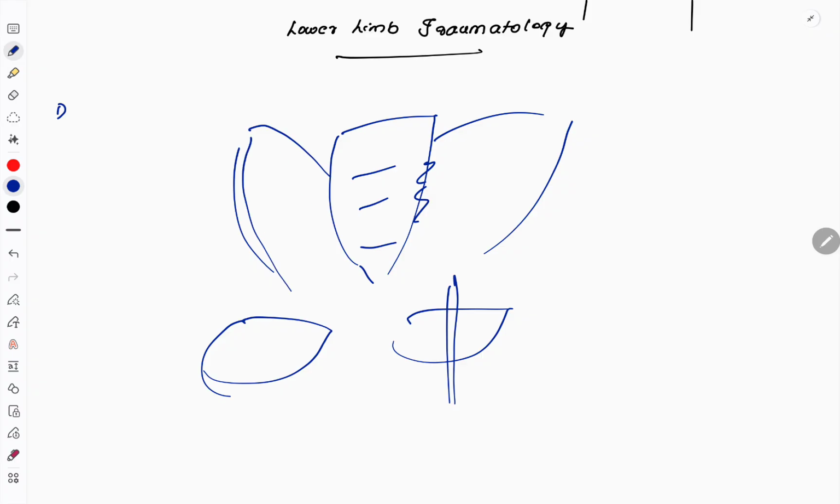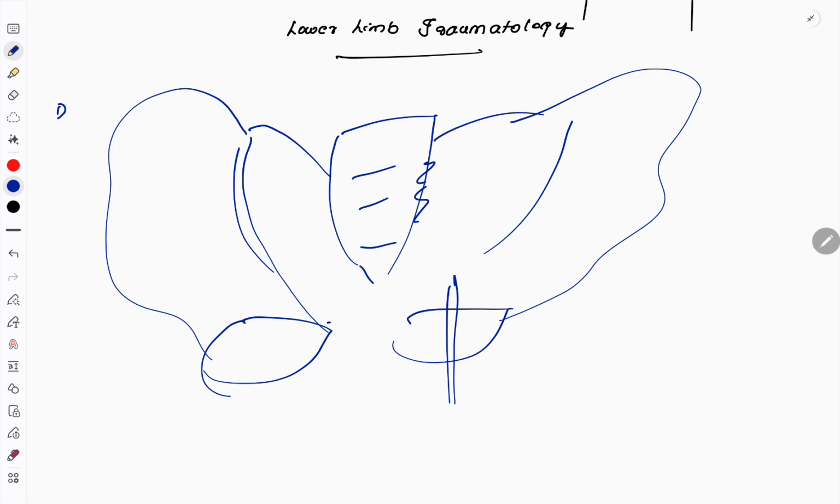I know my drawing just sucks, but you have to bear with me in this. So this is the pubic symphysis. So there is disruption of this plus the superior plus inferior pubic rami. This is known as the Malgaigne fracture, very important.